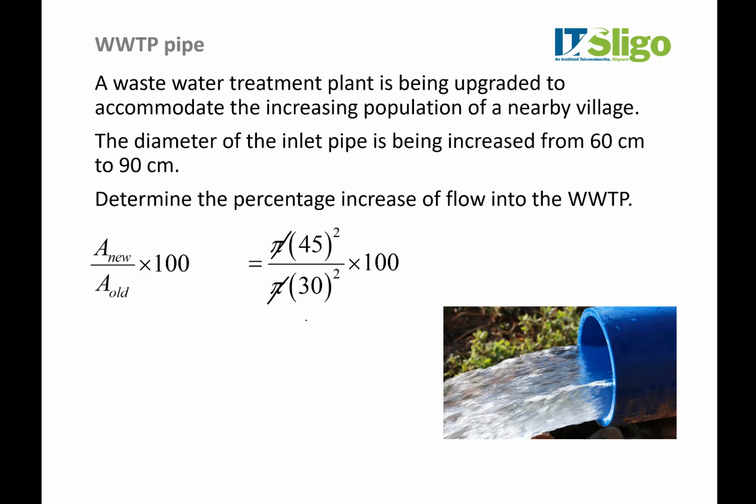If I divide top and bottom, that'll be 3 over 2 to be squared by 100, which is 9 over 4 by 100. So it'll be 9 by 25, which gives me 225%. Now again, remember that's not the percentage increase, that's the new amount of flow compared to the old flow. So the increase, so that's our increase.